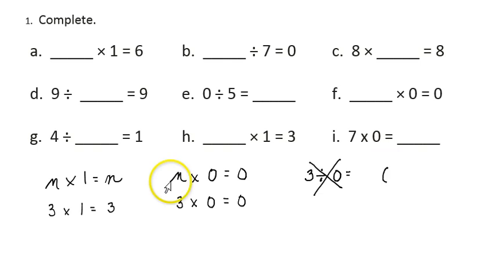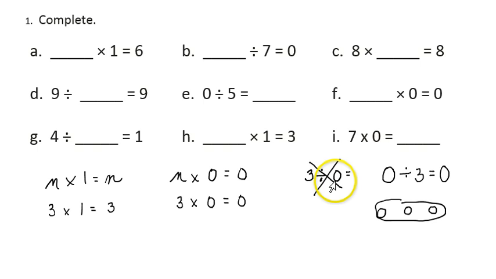But we can take 0 and divide it by 3. What that means is I'm going to take 0 and divide it into 3 equal groups. Well, I can do that by putting 0, 0, 0 into each group. So 0 divided by 3 is 0, and that we can do. We can put 0 into 3 equal groups. We cannot take 3 and put it into 0 groups. So again, you cannot divide by 0, but you can take 0 and divide it by another number. We'll keep these rules in mind as we fill in these problems.